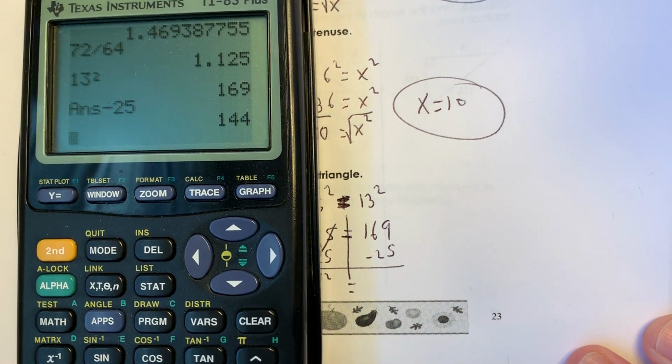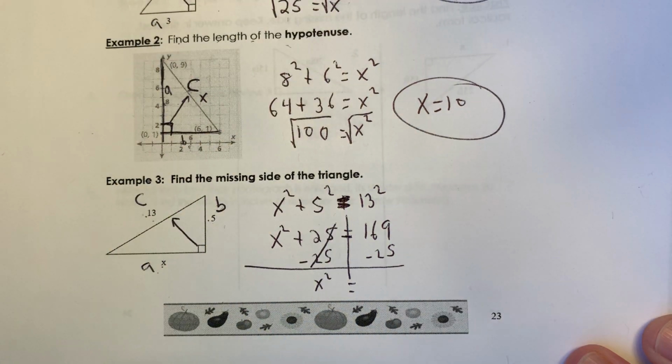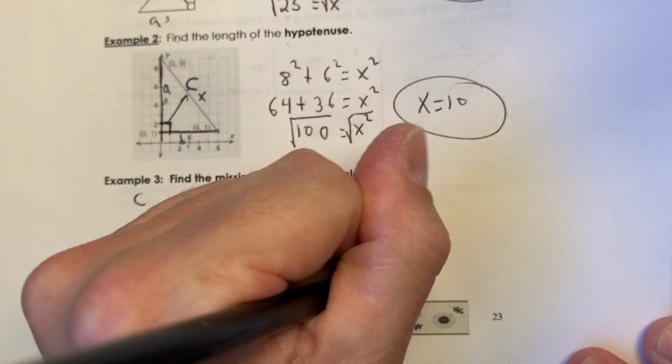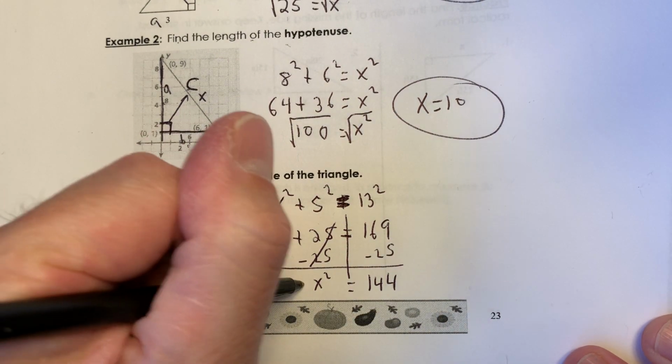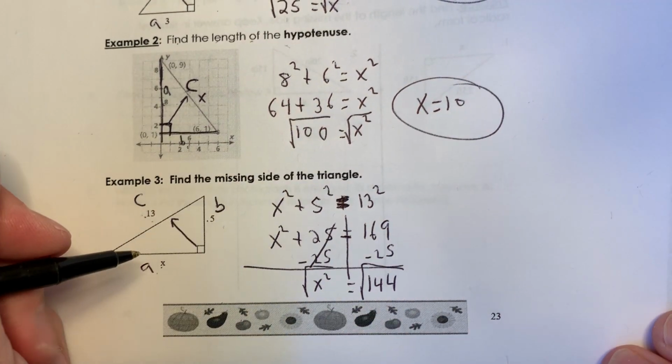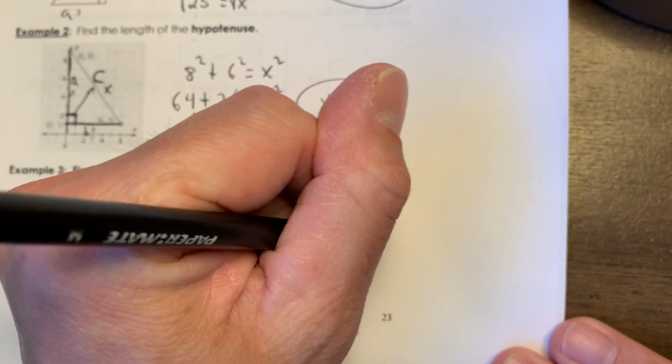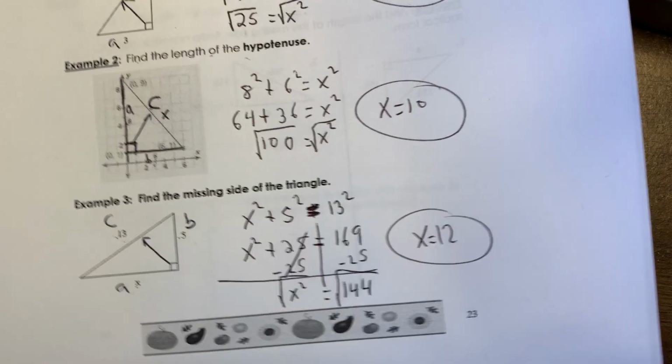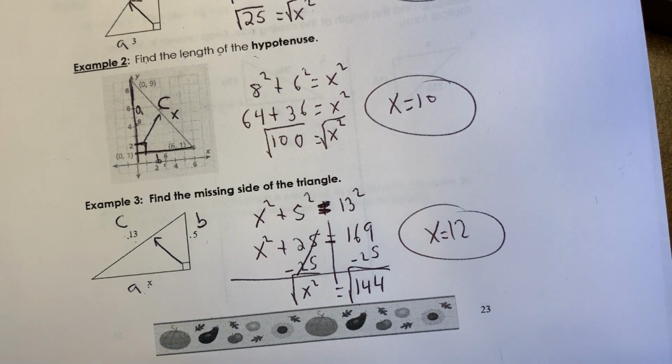All right, 169 minus 25 is 144. So I got 144, and then I'm going to square root it. What's the square root of 144? It's 12, right? Okay, so there you go.